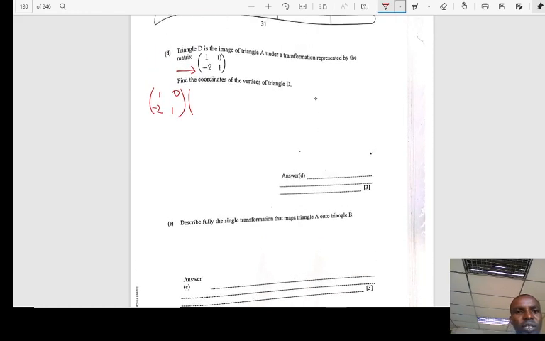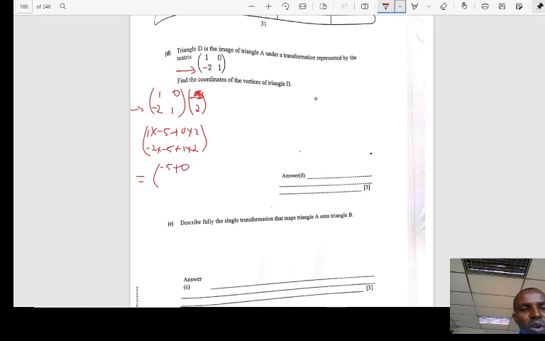I start with minus 5, 2 to get the image of D. So it will be 1 times minus 5 plus 0 times 2. Then the next row: minus 2 times minus 5 plus 1 times 2. The coordinates are minus 5 plus 0 over 10 plus 2, which will be minus 5, 12. So the first one is minus 5, 12.